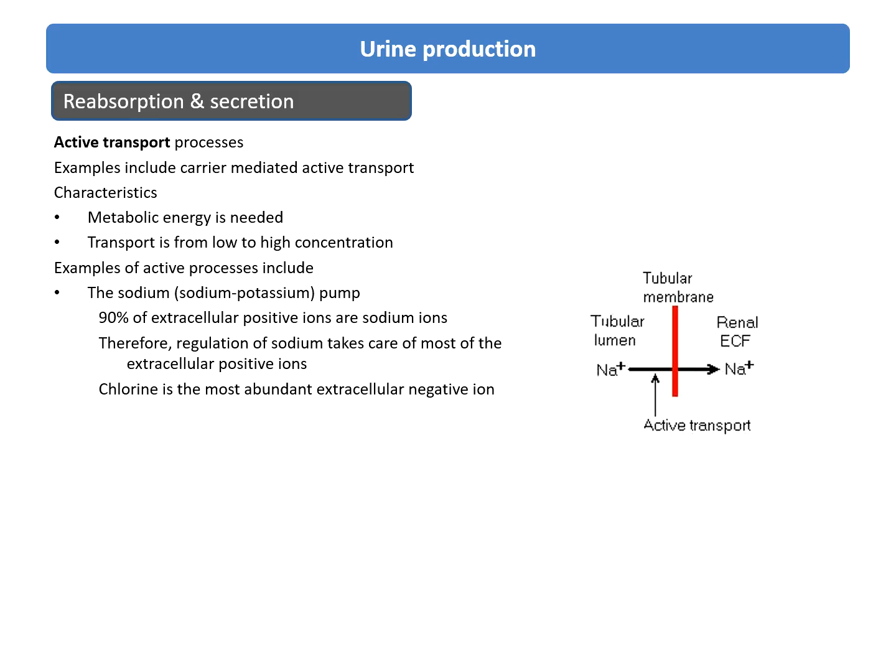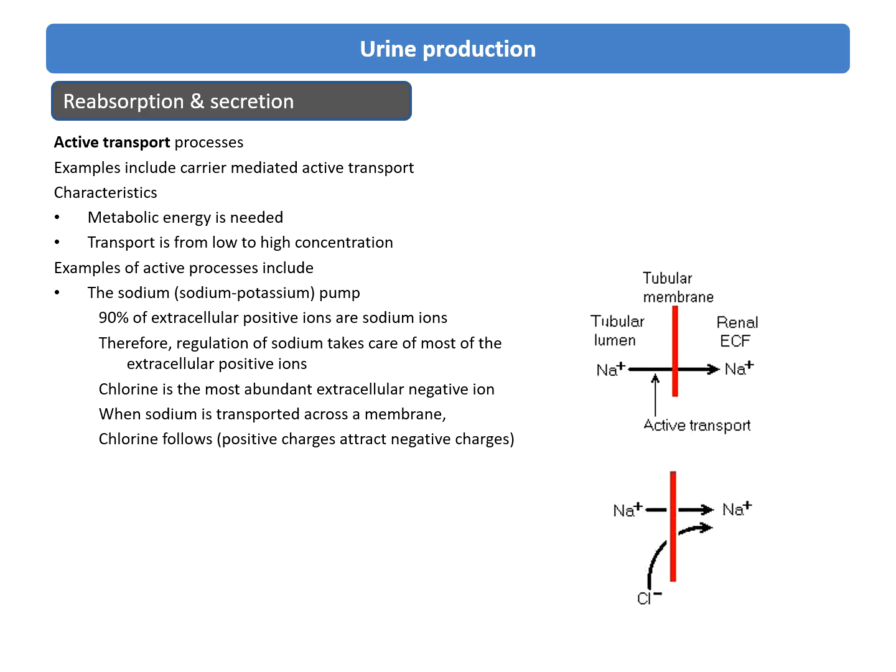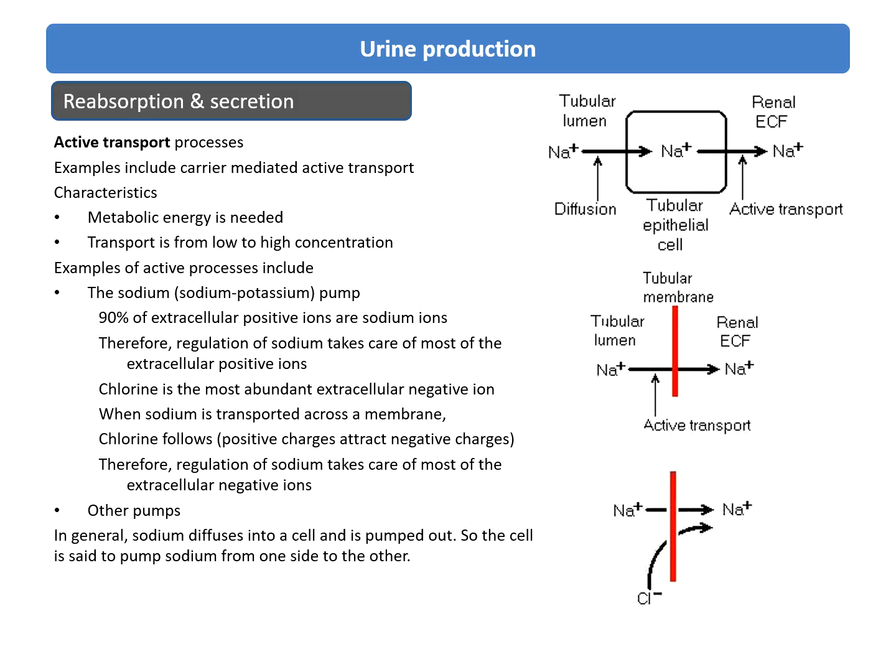Chlorine, or chloride, is the most abundant negative ion. When sodium is transported across a membrane, chloride follows because positives attract negatives. Therefore, regulation of sodium also takes care of most of the extracellular negative ions. There are other pumps. In general, a sodium pump works like this. Sodium will diffuse into a cell and is pumped out of the cell in the other direction. So we say that the cell pumps sodium from one side of the membrane to the other.